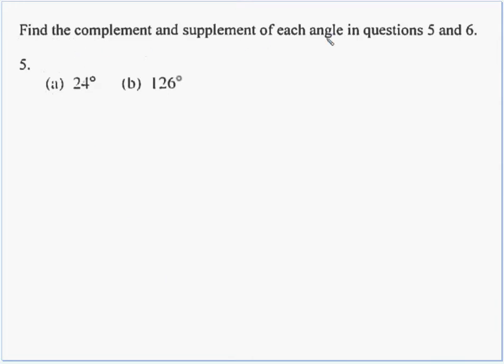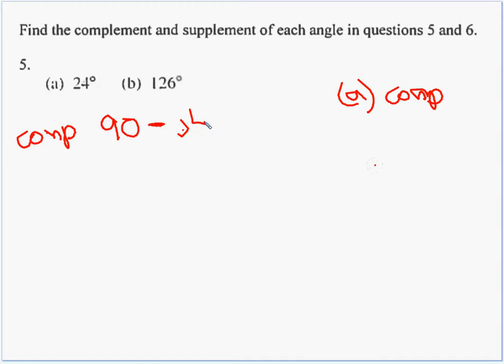Number 5, complement and supplement. Remember, the complement is 90 degrees minus the given angle. So for part A, the complement, that's supposed to be an m, is 90 minus 24, and 90 minus 24 is 66. Oops. So 90 minus 24 is 66.